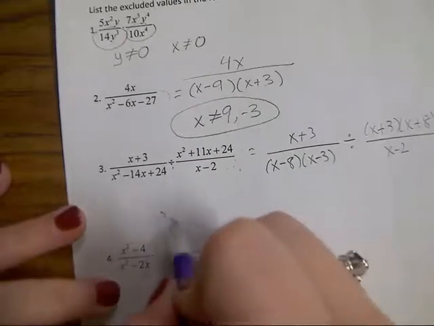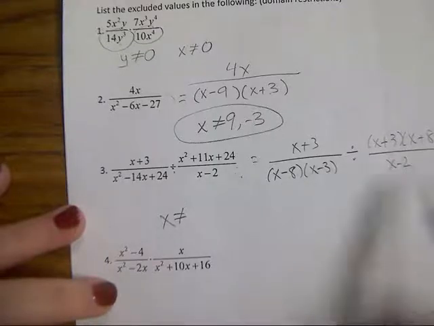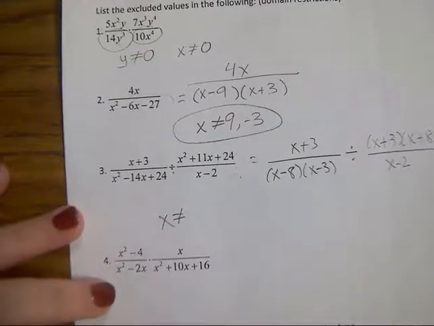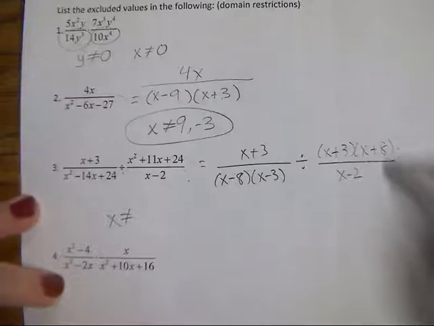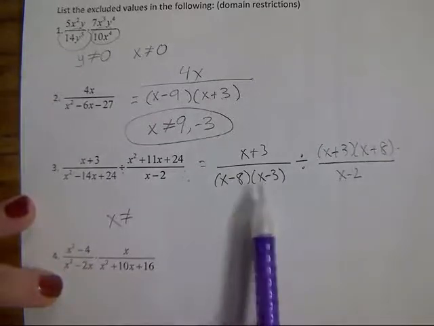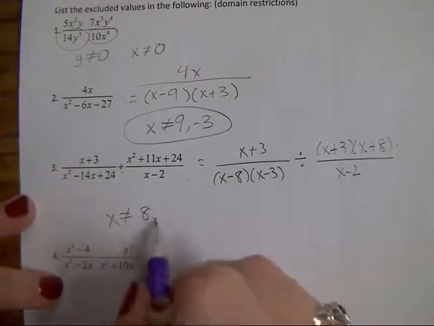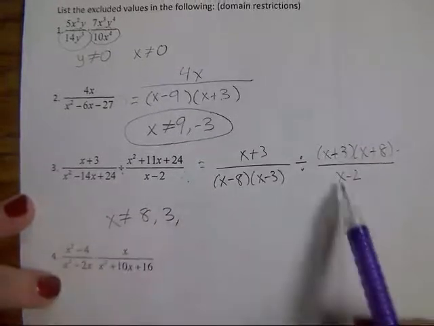All right, so remember, domain restrictions. I'm looking at both denominators and also this numerator, because if I were to actually solve, I would have to flip this guy upside down, and this would be in the denominator. So right here, x cannot equal 8 or positive 3. That would make each of those 0, so x can't be 8, it can't be 3.